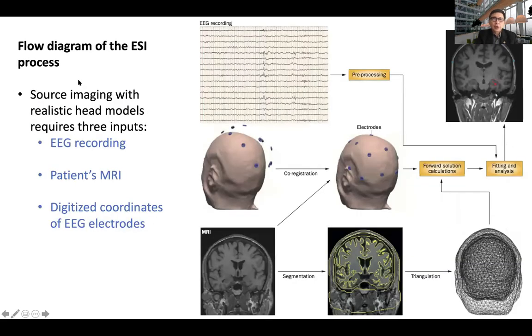So this is the flow diagram of the ESI process. The source imaging with the realistic head model requires three inputs. One, the EEG recording. Second, the patient's MRI scan. And third, the digitized coordinates of the EEG electrodes, very important. The MRI scan is processed by segmentation to build the realistic head model, and then used in the forward solution calculation. After that, the EEG analysis, pre-processing, and removal of artifacts, followed by mathematical fitting and analysis of the source localization, we can get the ESI matching very nicely on the MRI scan.